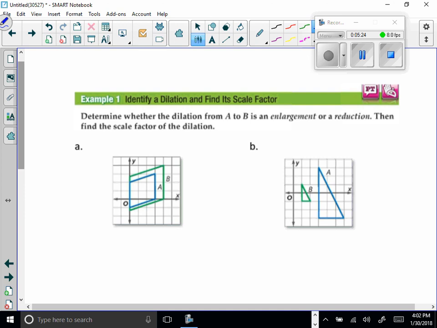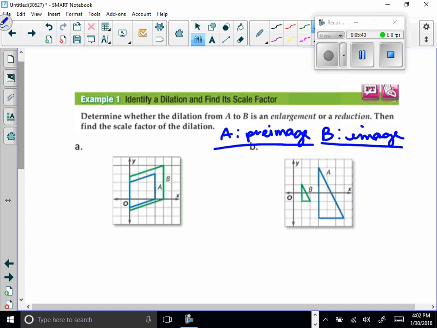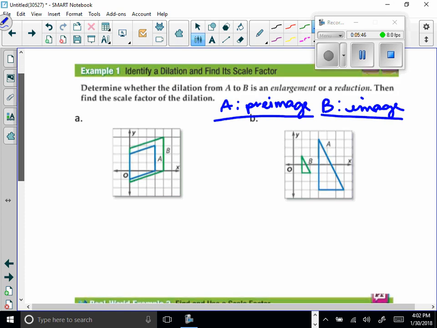A couple of examples here of dilation. Determine whether the dilation from A to B, where A is the pre-image and B is the image, is an enlargement or a reduction. You can see the change from A to B here. B is obviously larger than A, so that's going to be an enlargement. Then we want to come up with the scale factor for the enlargement.